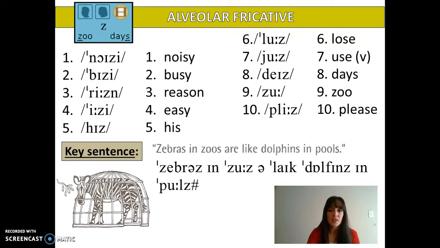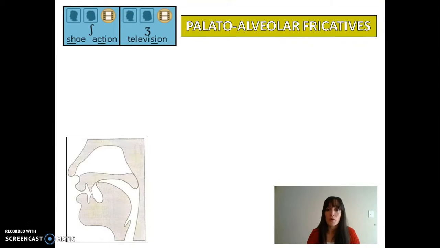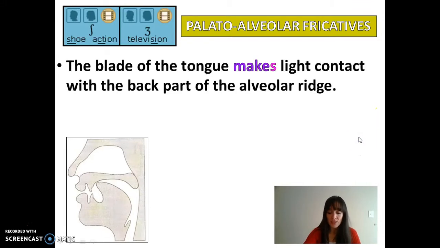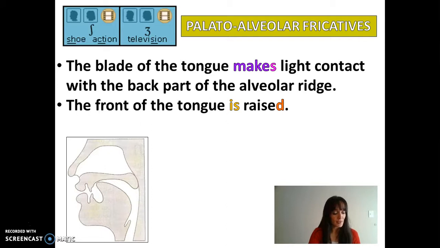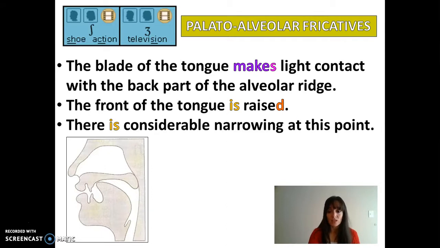Now let's talk about palato-alveolar fricative sounds. What happens to these sounds? The blade of the tongue makes light contact with the back part of the alveolar ridge. The front of the tongue is raised. A narrowing is formed in this part of the oral cavity. When air has to go through that passage, friction is produced.